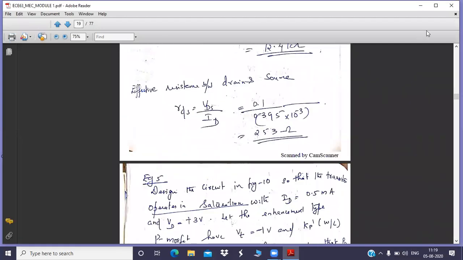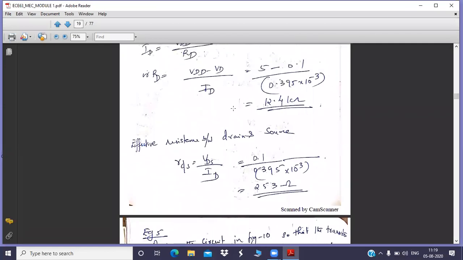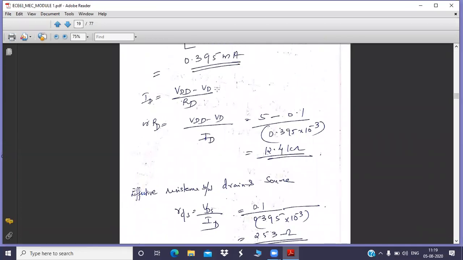That is 5 minus 0.1 divided by the current value, whatever you have solved. Current is 0.395 milliampere. Milliampere means you need to convert into ampere, so into 10 to the power minus 3. So the answer will be in ohm, and that ohm can be converted into kilo ohm. That is 12.4 kilo ohm.